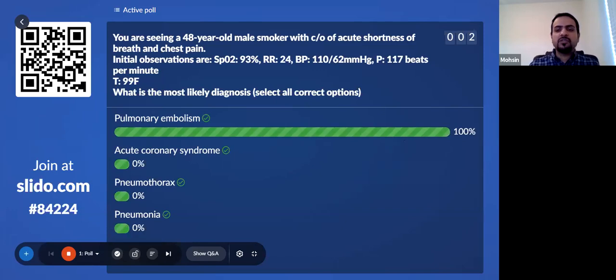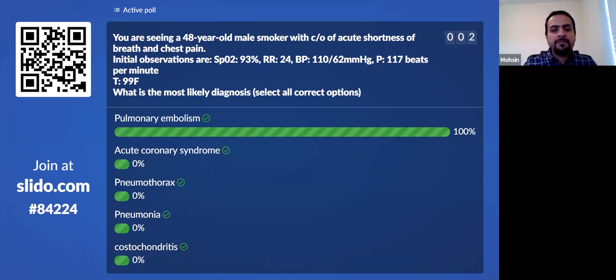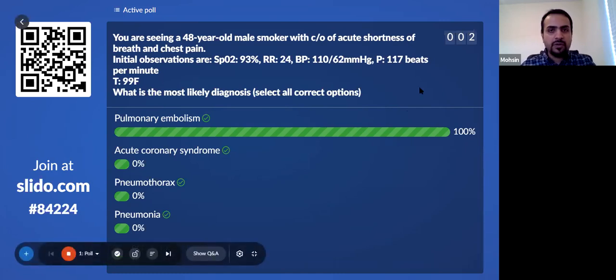This is just to emphasize the fact that PE can present among all the very vague complaints that we get all the time in our clinics or emergency departments or even admitted to our wards. So anyone can come with acute shortness of breath and chest pain. It can be simple acute coronary syndrome. It can be a PE. It can be a pneumonia or a pneumothorax, or even a simple costochondritis or gastroesophageal reflux. So that's the tricky part, when to think that it can be a PE among all the presentations that we are going to talk about.